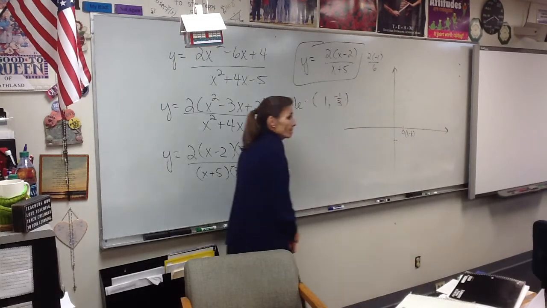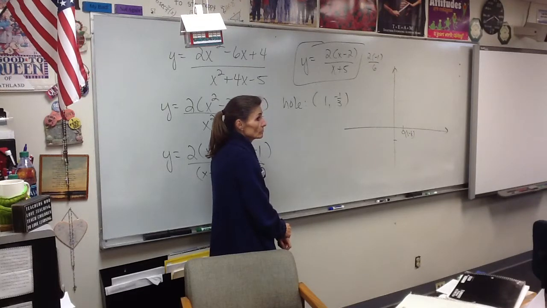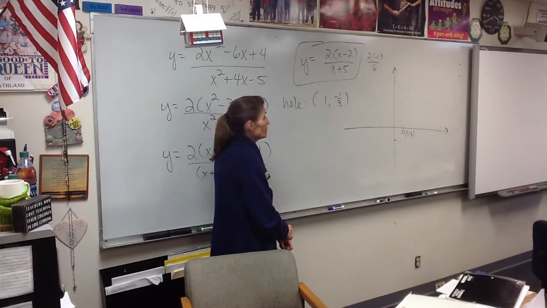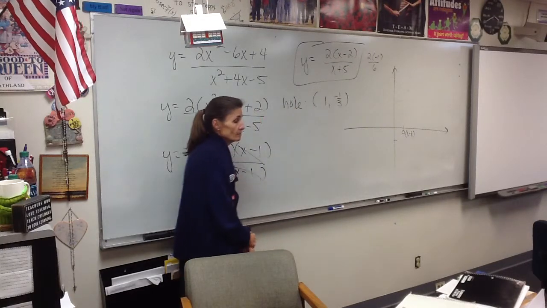Wait, how'd you get negative 1? Oh, is that minus? I don't have my glasses on. 1 minus 2 is negative 1, Moses. We have to label.